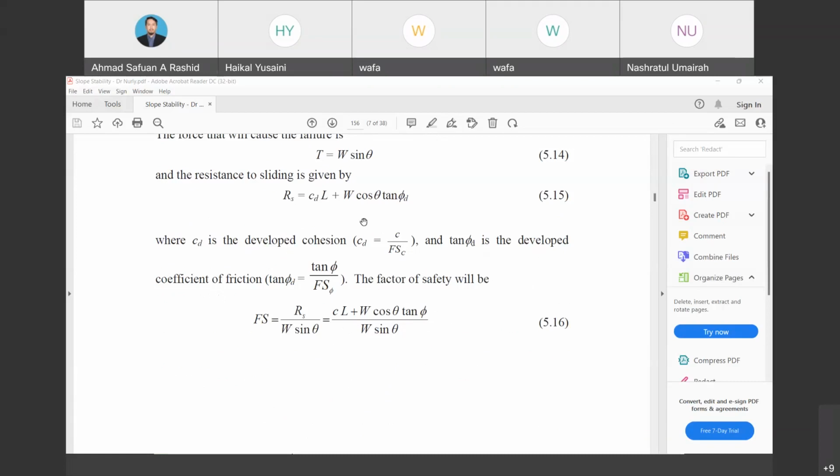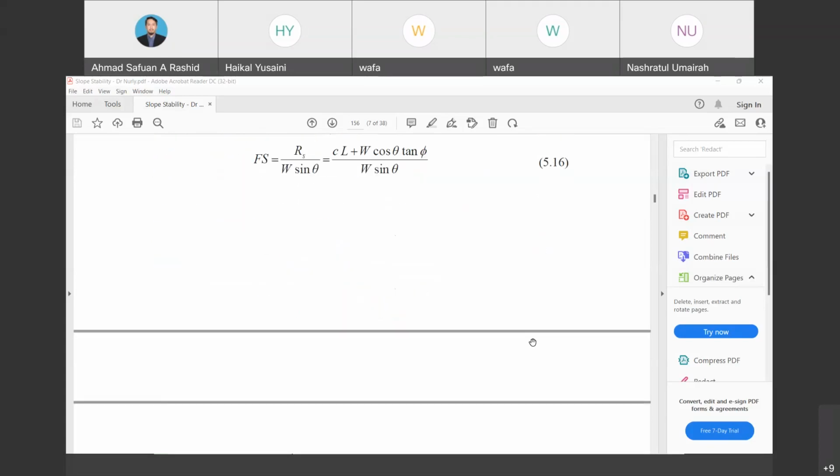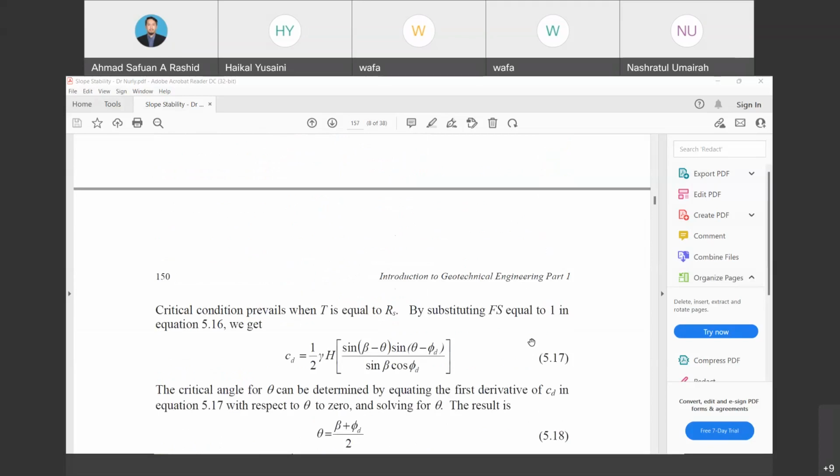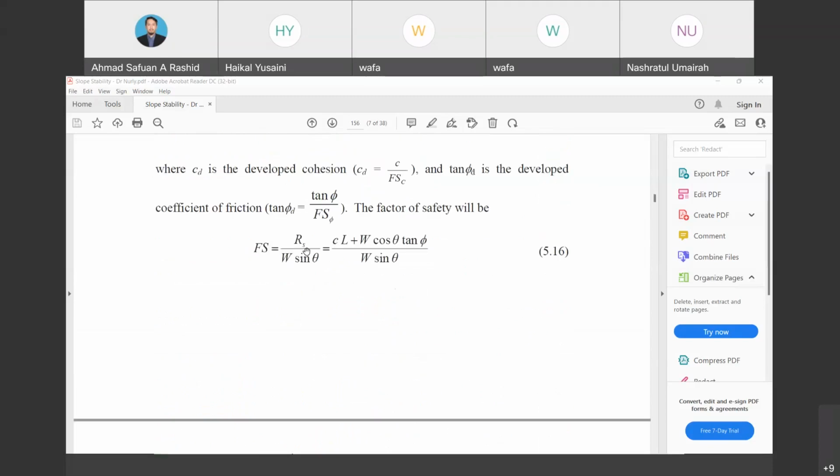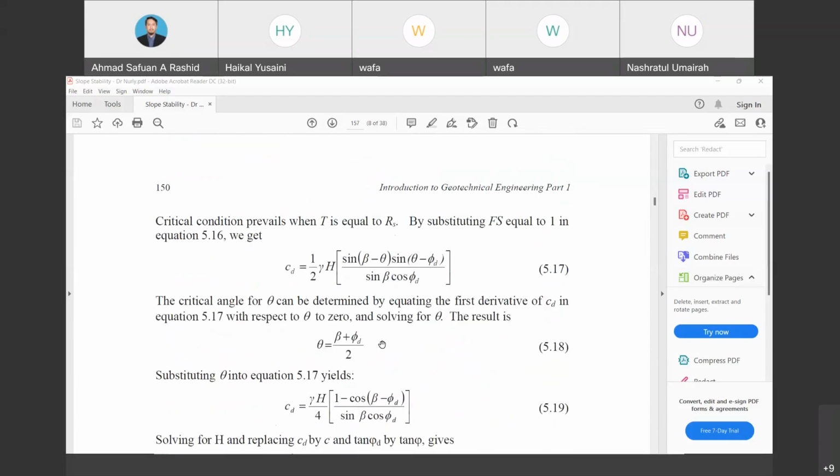So that means they include this CD in the RS, and also the tangent phi d in the RS as well. So they obtain 5.16. At the critical condition, T is equal to RS. By substituting the factor of safety to 1 in the equation, we get that RS is equal to W sin theta. Then rearrange for the CD on the left and the rest on the other side. So we obtain 5.17.